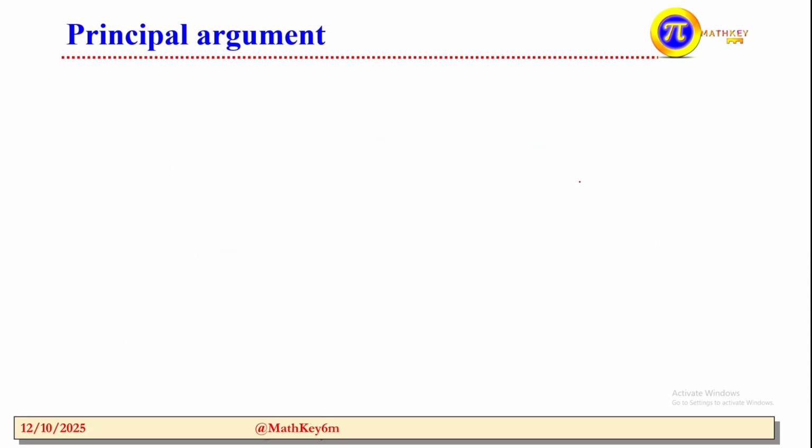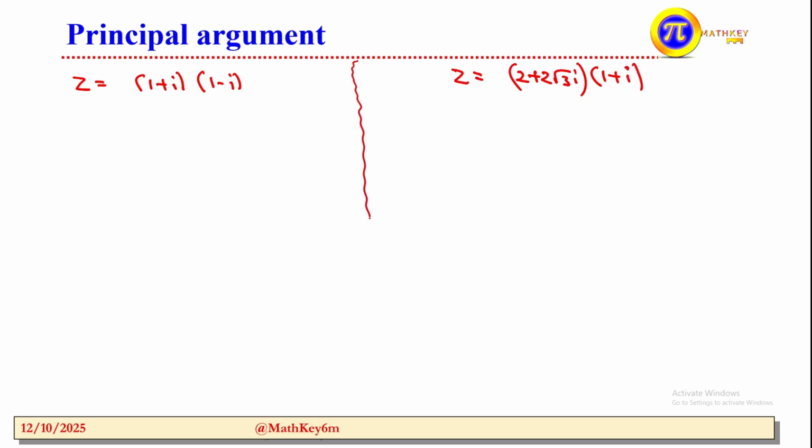Let me add you one concept for this one. Let's take this z is equals to 1 plus I complex number times 1 minus I. One option. The other one, let's take z is equals to 2 plus 2 root 3 I times, let's take here 1 plus I. You can take this one. And then principal argument. How can we find this principal argument?